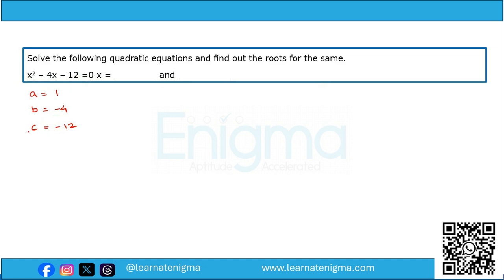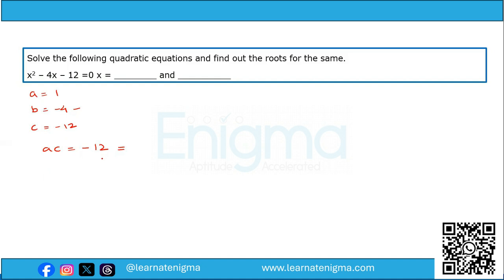Now, what we have to do while factorizing or splitting the middle term is take the product of a and c. So ac we have here is minus 12. Now, we have to find the factors of minus 12 in such a way that their addition is equal to the value of b. In this case, it is minus 4. So minus 12, split it.